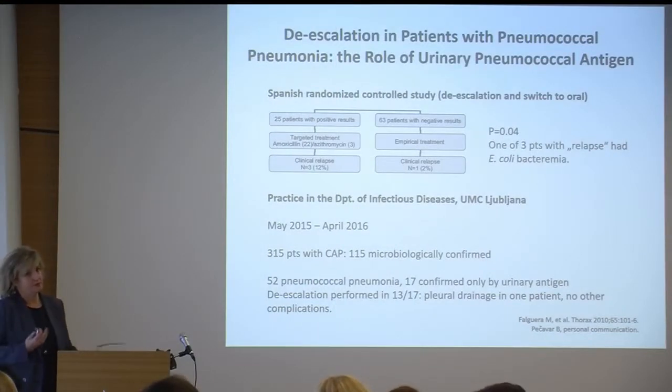This is our experience. We haven't done a study yet, but we looked at what is going on. 300 and something patients in a year, 115 microbiologically confirmed. Out of them, almost half pneumococcal pneumonia, and 17 confirmed only by urinary antigen, and in 13, not in all, it also, of course, depends upon the attitude or some circumstances that were not really convincing for pneumococcus. Actually, we had the pleural drainage in one of them, and all the rest was non-problematic. So we do take it into account in clinical practice, but of course with the reliable diagnosis of pneumonia.